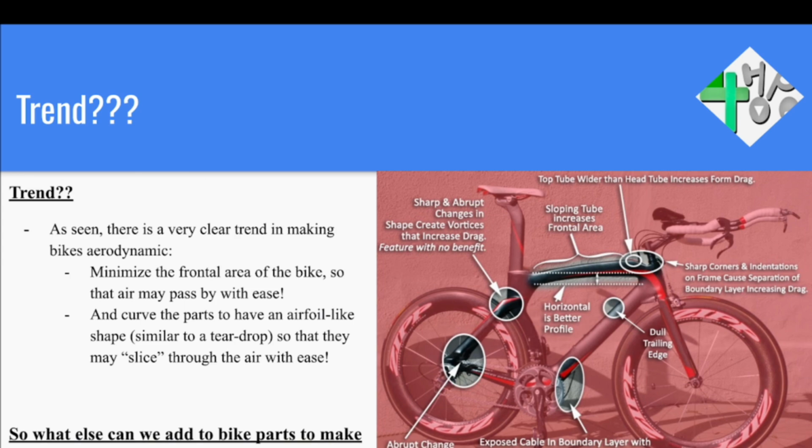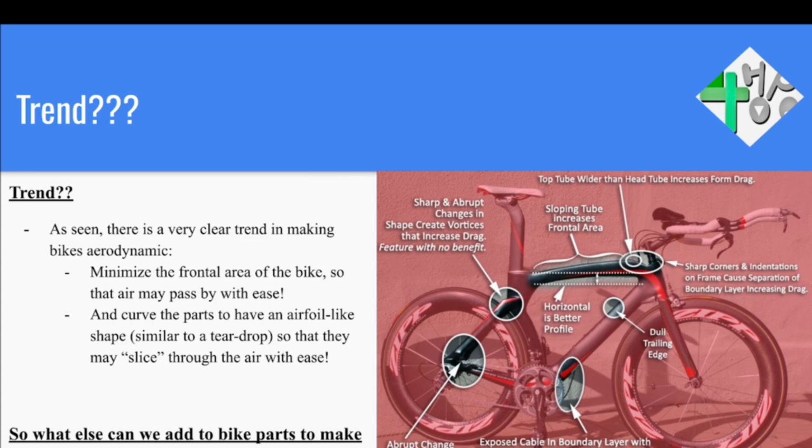There is a trend that we've been seeing a lot, and our team has also been seeing it a lot: a very clear trend in making bikes aerodynamic recently. What we're seeing nowadays is a minimization of the frontal area of the bike. That's basically where the air may pass by with ease. Air is going to flow very easily once the frontal area of the bike is minimized.